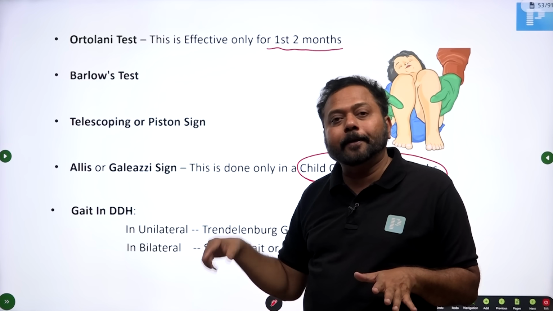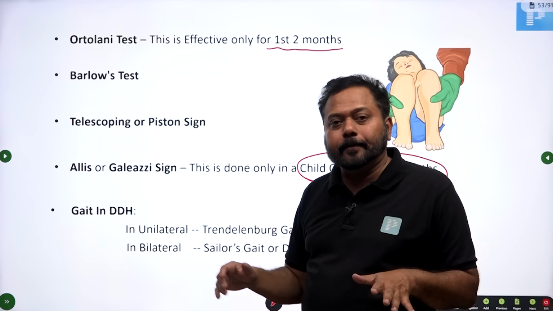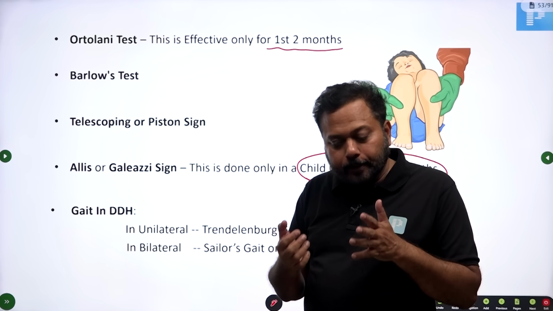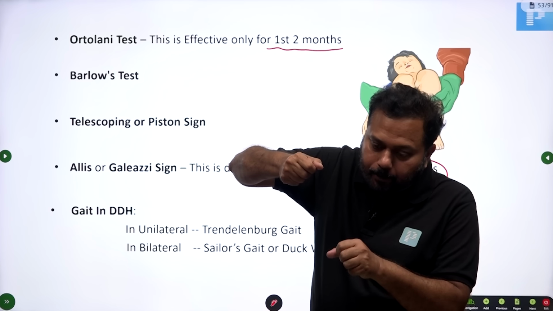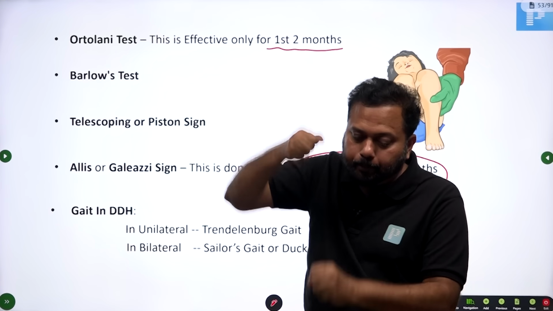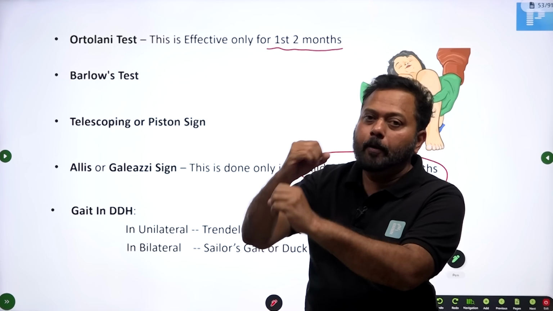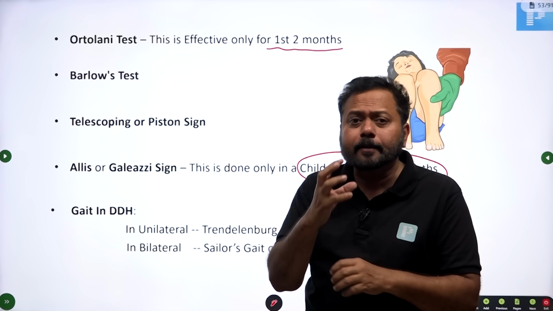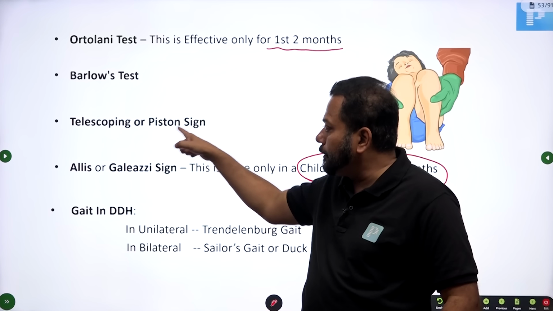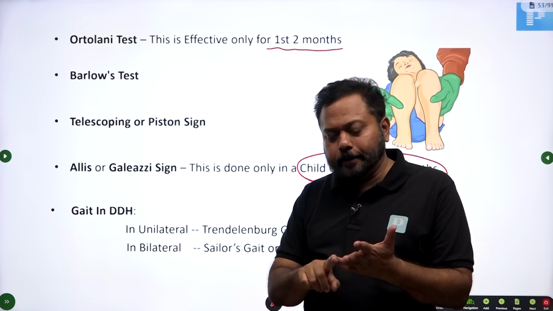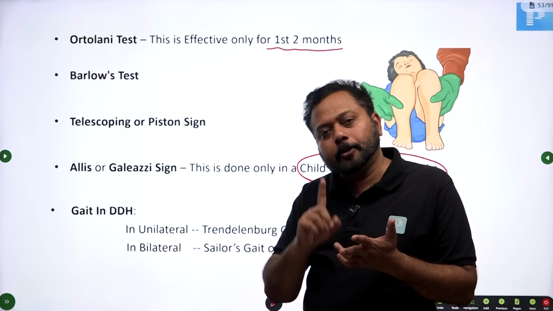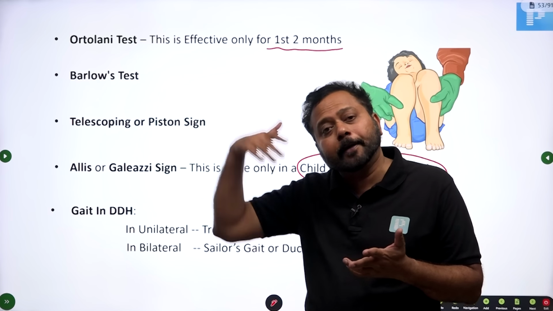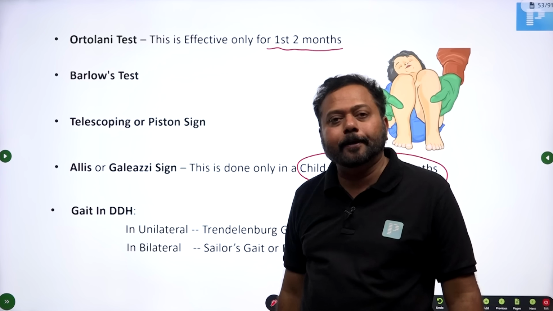Third is called the telescopic test or piston test. See, the baby is coming to you with a dislocated hip. You are flexing the hip joint to 90 degrees, flexing the knee joint to 90, pushing it down, pulling it up, like a telescope or like a piston. It comes and goes because the head is out of the socket. That is called the telescopic or piston test. This is positive in an old non-union fracture neck of femur. This is positive in an old neglected posterior dislocation of the hip in an adult. So this is a non-specific test.